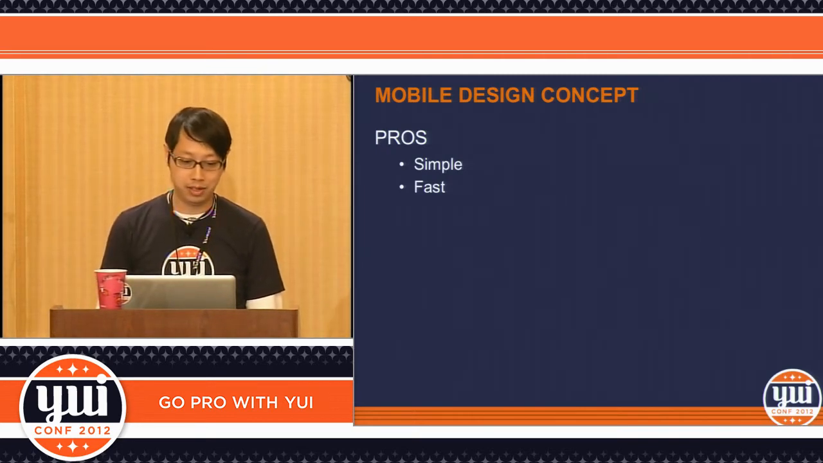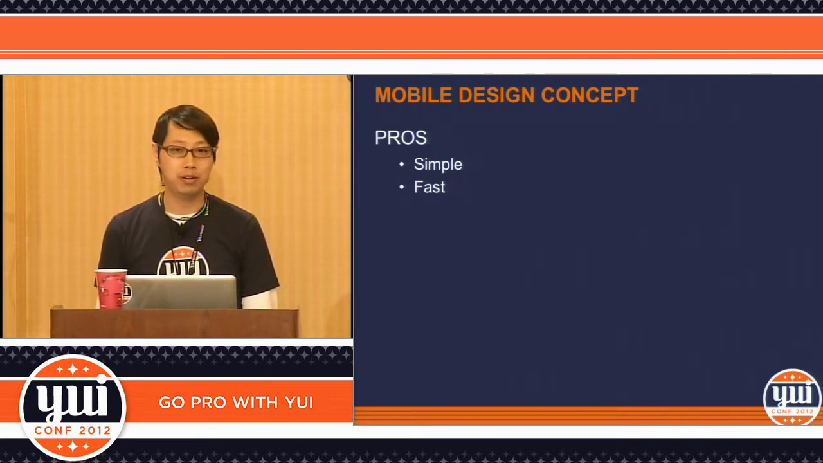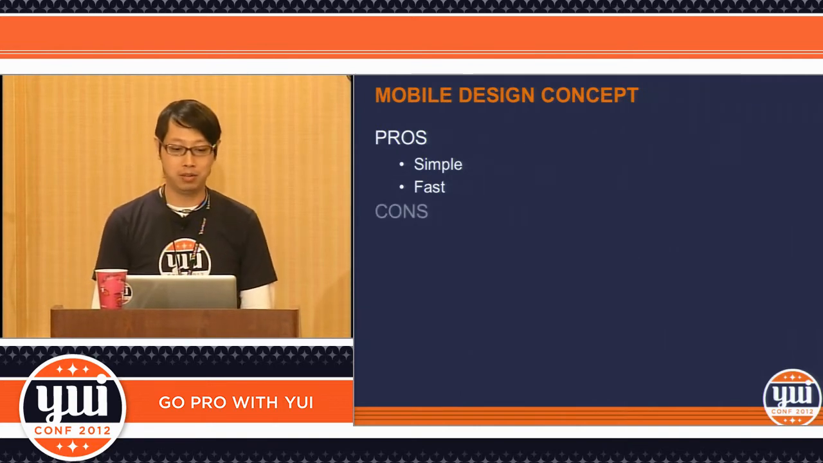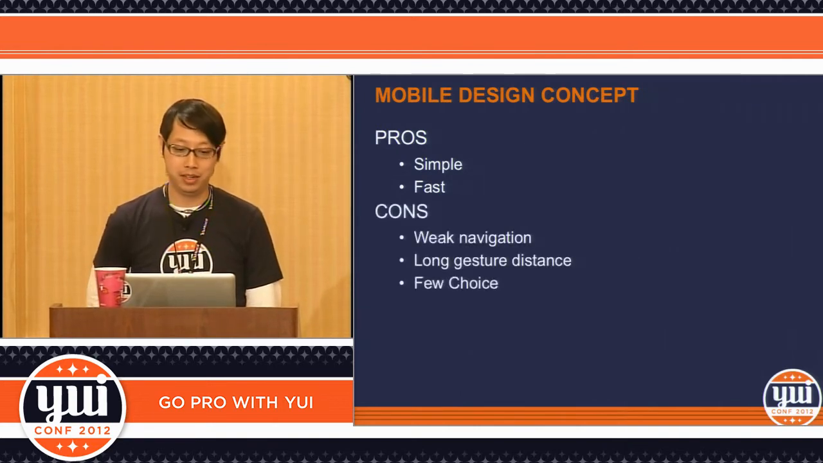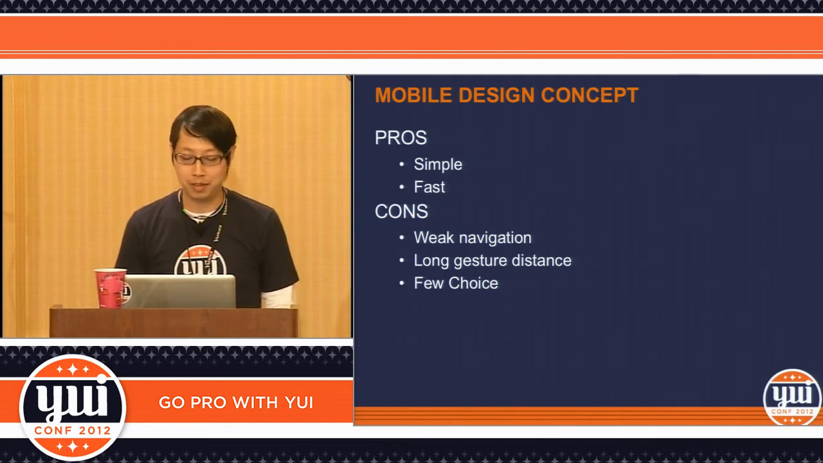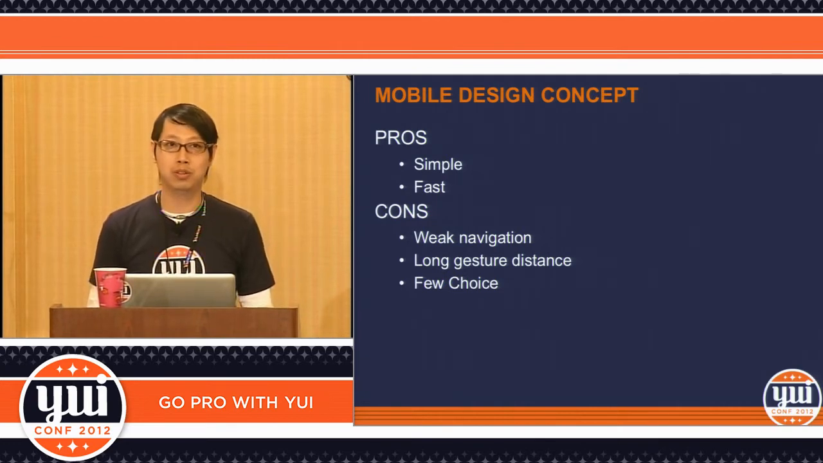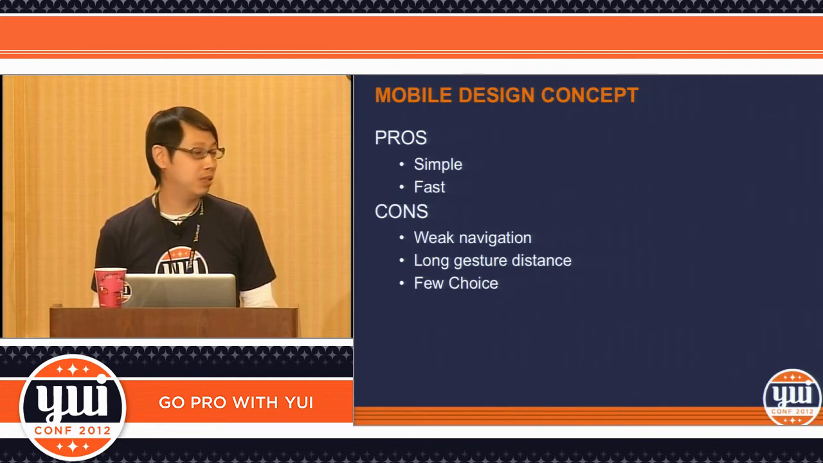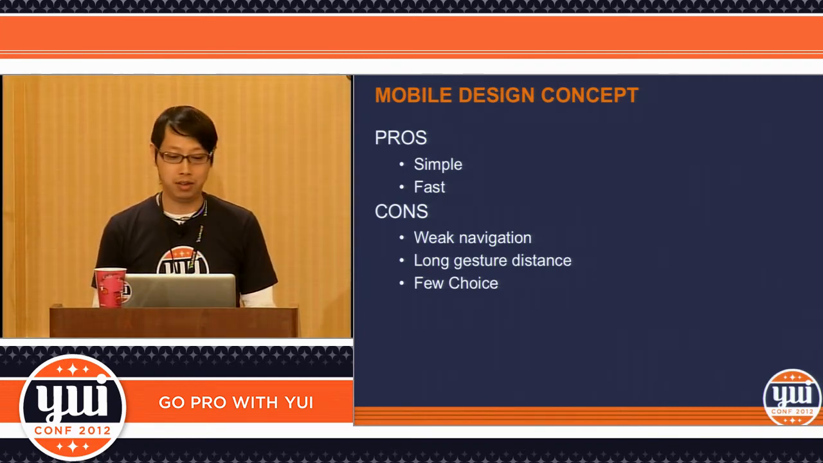The pros are it's really simple and fast, but the cons, user have not many choices. He can only scroll up and down and click the link. So we call it weak navigation. And the user needs to scroll a long distance up and down to reach both sides. So it is not very good.